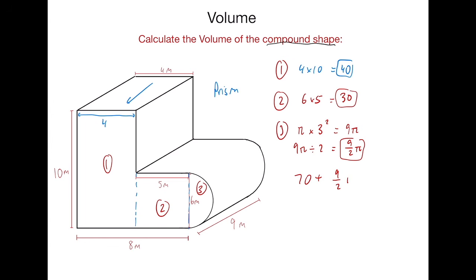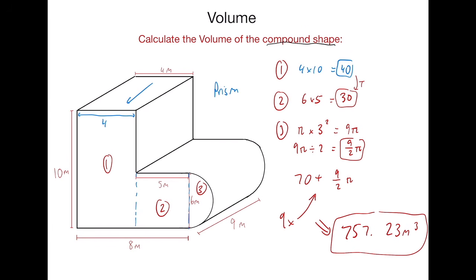So keeping this in terms of pi, it's going to be 70 plus 9 over 2 pi because I've added these two together. And then just like I said before, we work out the area of the cross-sectional surface and then we multiply it by how far it's been pulled back. So the depth here is going to be 9. So we want to do 9 multiplied by this. And our final answer, if I just put all of that in the calculator, gives me an answer of 757.23. And it's all in meters. Volume is going to be meters cubed. So that is our final answer there.